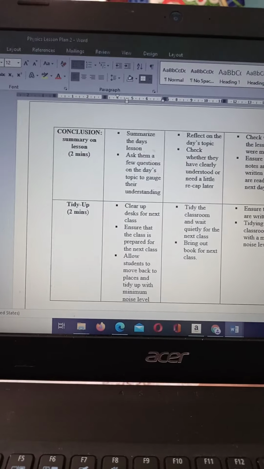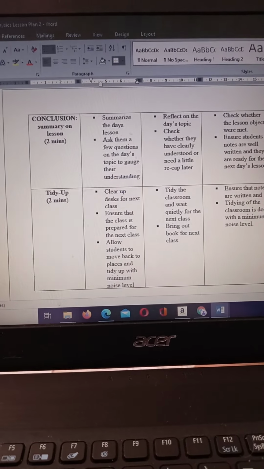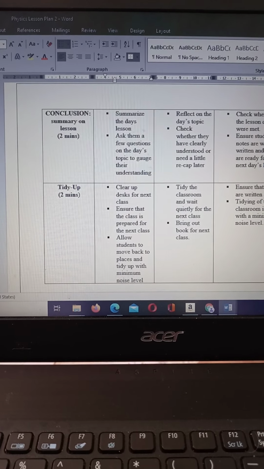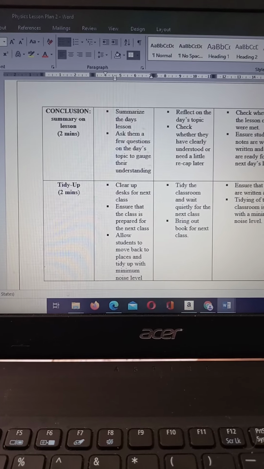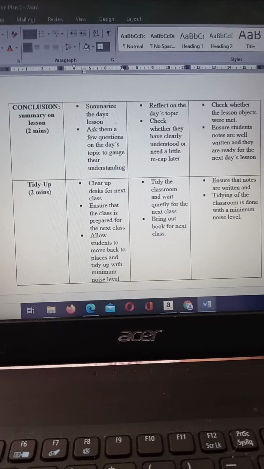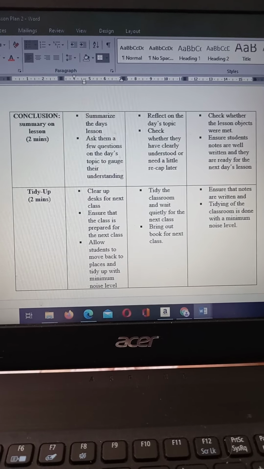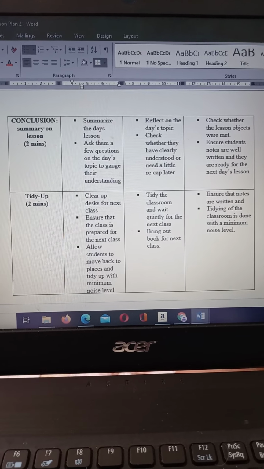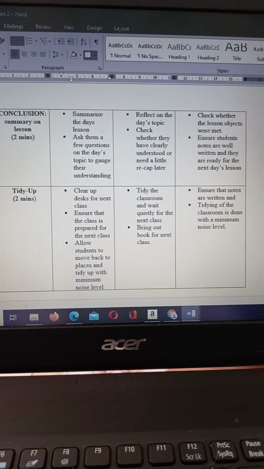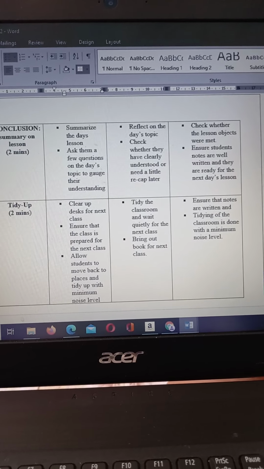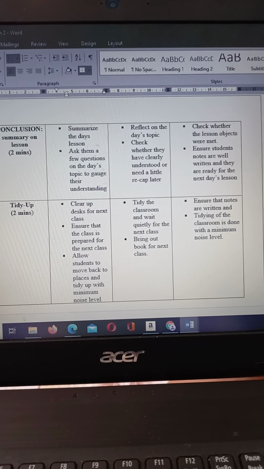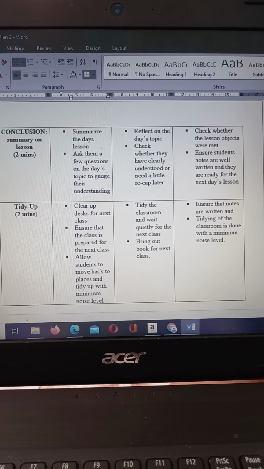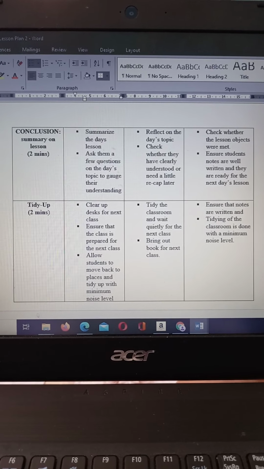Step 3 is the conclusion or the summary of the lesson. What I would do is summarize the day's lesson. I'd ask them a few questions on the day to gauge their understanding. What do I expect the students to do? Reflect on the day's topic, and check whether they have clearly understood or need a little recap later. And then my content summary is to check whether the student objectives were met, and ensure that students' notes are well written and they are ready for the next day's lesson.